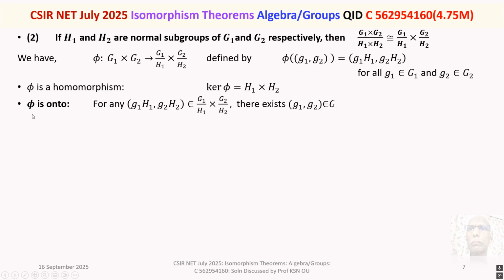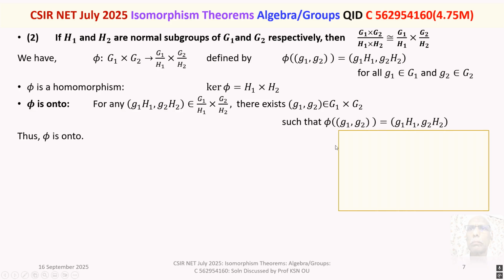We have shown phi is a homomorphism and Ker phi is H1 cross H2. And now we want to show that phi is onto. So you take a typical element of G1/H1 cross G2/H2, that is the ordered pair (g1 H1, g2 H2). So catch hold of this g1 and g2. There exists the ordered pair (g1, g2) belonging to G1 cross G2 such that phi of (g1, g2) is equal to (g1 H1, g2 H2). Thus every element of G1/H1 cross G2/H2 has a pre-image in G1 cross G2. Therefore, phi is onto.